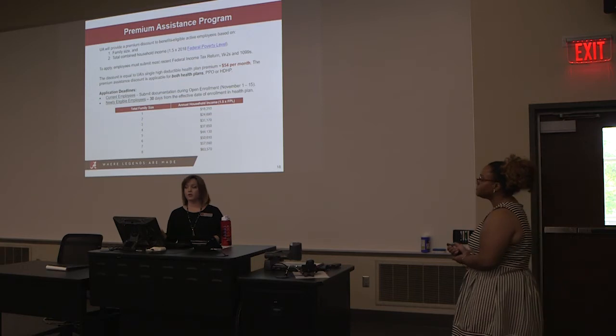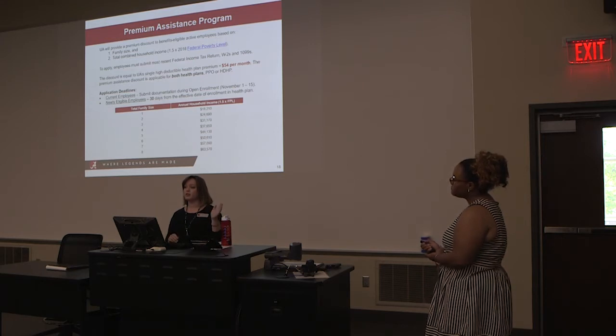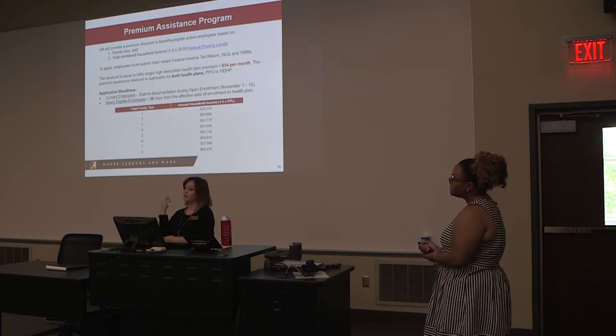And I want to point out one of the reasons we're doing premium assistance. Right now, our medical premiums, we have 2 tiers. So we have a salary under $26,000 tier and a salary over $26,000 tier. We're eliminating the salary tiers and replacing it with this premium assistance option.